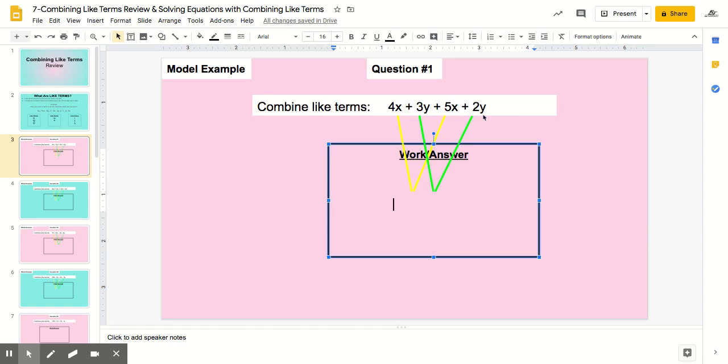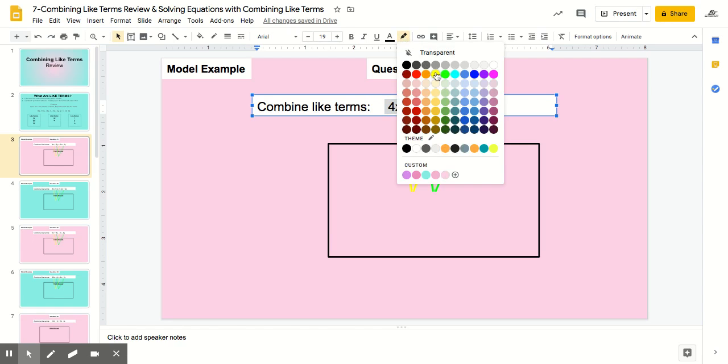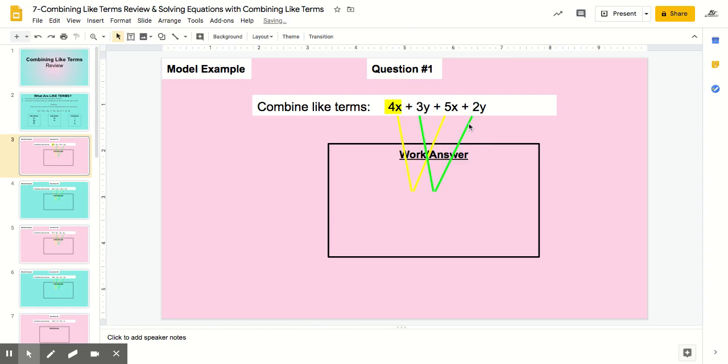Okay, so we want to combine like terms. Well, in our unit, I made you guys, every single time, color code your like terms. We always took out our color pencils and our markers and our highlighters, and we color coded our like terms. We can do that virtually as well on this Google Slides. We can use the highlighter feature. So I'm first going to identify my like terms. I'm going to start with 4x because it just comes first. If you go up here to highlight color, you can highlight your like terms any color you want. I'm going to highlight this 4x in yellow.